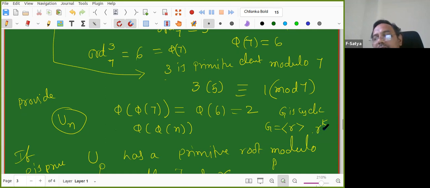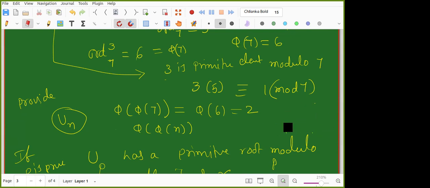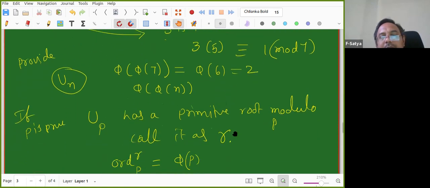How many generators are there? Exactly those k's with gcd(k, n) = 1. So that is exactly phi of n. But what is n? n is the order of the group. A generator means that it is a primitive root again. Okay, that's why all this. Sir, show this again. I'll prove it later. In fact, I'll prove it.